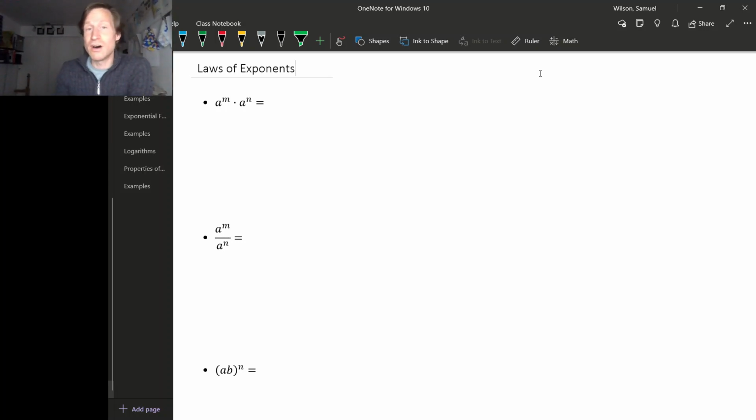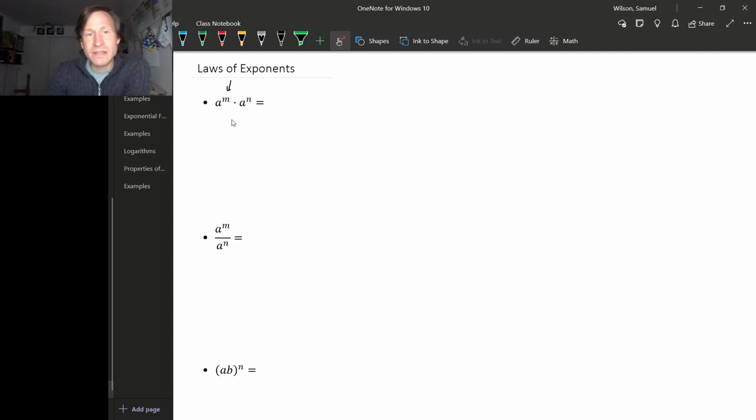Let's have a look at the laws of exponents. The laws of exponents are all just facts about how exponents work. They aren't arbitrary rules that we've made up. They're actually patterns that follow from just the definition of what powers mean. So let's just have a look at how these laws of exponents work out.